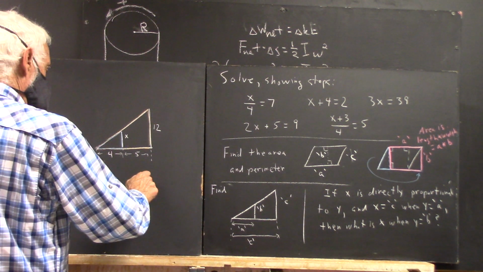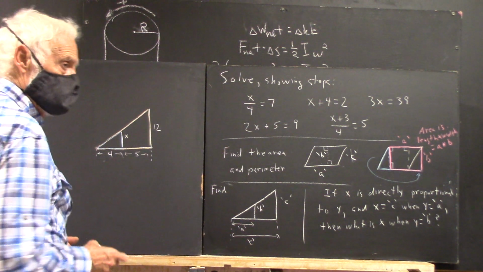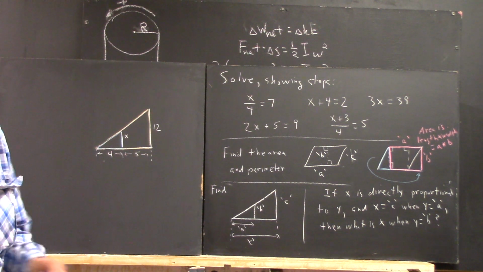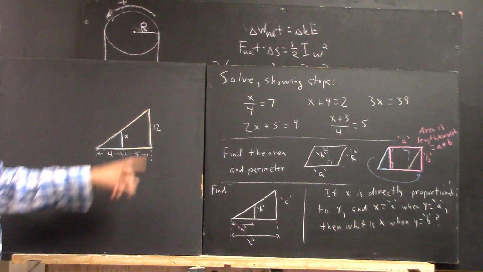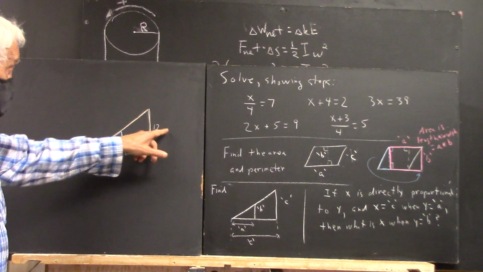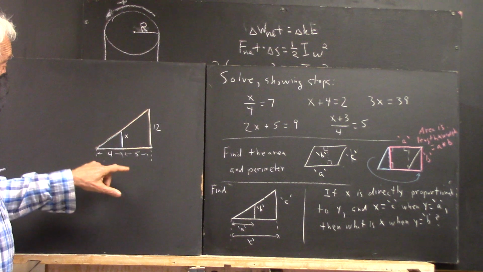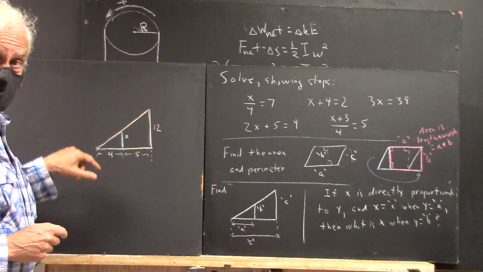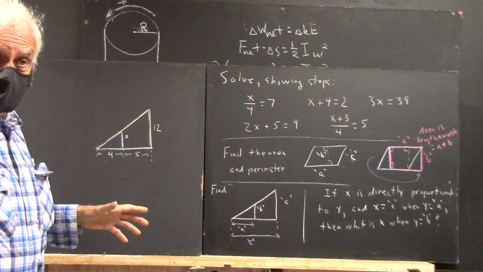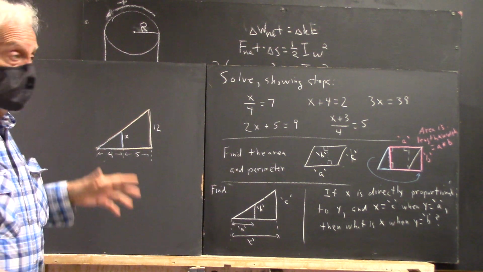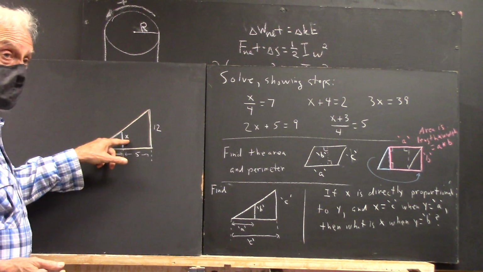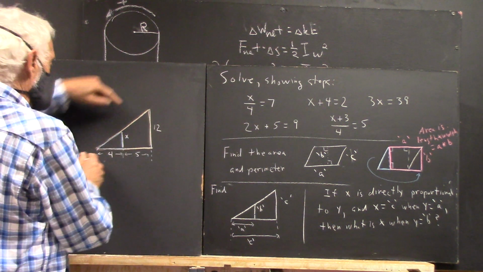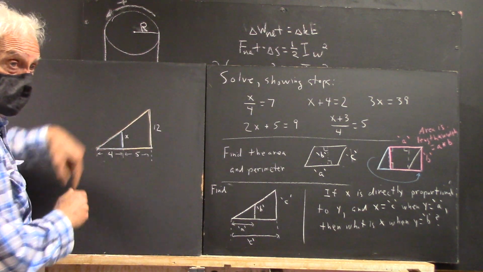Okay, so the big triangle is similar to the little triangle, meaning the ratios of the sides are the same. So what we're saying is, if this side is twice as big as this side, it isn't, but if it was, then this side is twice as big as this one, and this one is twice as big as this one. Everything is twice as big. Which means that the ratio of this side to this side is the same as the ratio of this side to this side, which is the same as the ratio of this side to this side.